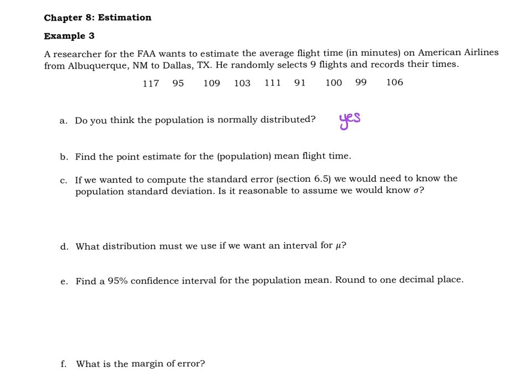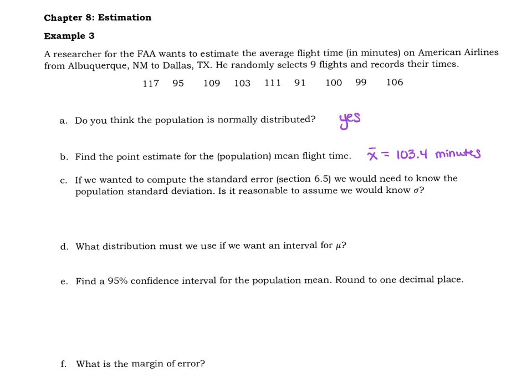All right, so part B, find the point estimate for the population mean flight time. So the point estimate, again, is our sample mean. Based on those 9 numbers, we need to find the average flight time. So we're going to add those values up and divide by 9. And when you do that, you should find that the mean, X bar, is about 103.4 minutes. That's the average flight time based on the 9 flights that the researcher gathered.